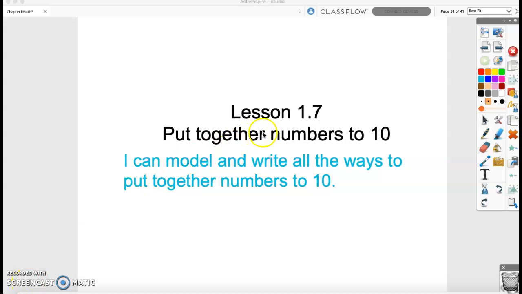This lesson is Math Lesson 1.7, Put Together Numbers to 10. At the end of this, you will be able to say, I can model and write all the ways to put together numbers to 10.